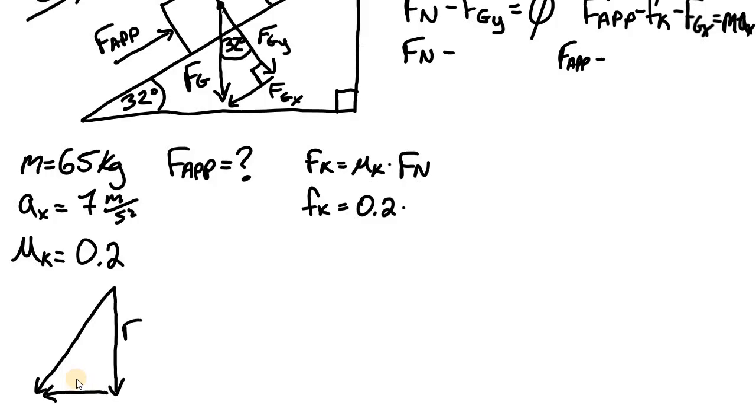Okay, so we have our Fgy, which is what we're interested in. And then we have our Fgx and Fg. 32 degrees and a right angle. So we want to get our Fgy. Well, do we have our Fg or any other parts of this triangle? No, so we do need this. And how do we get our Fgy? Well, we have our mass over here, so therefore we could find out what Fg is equal to.